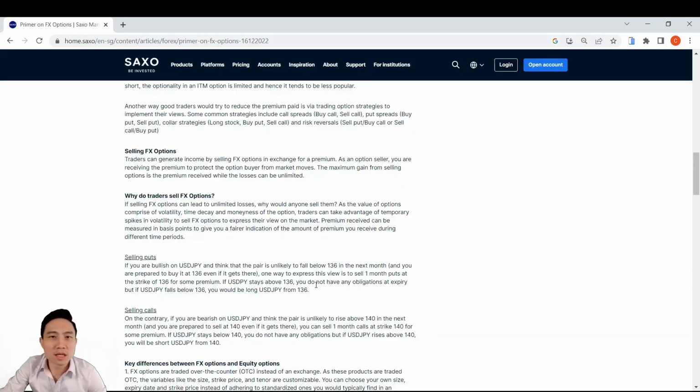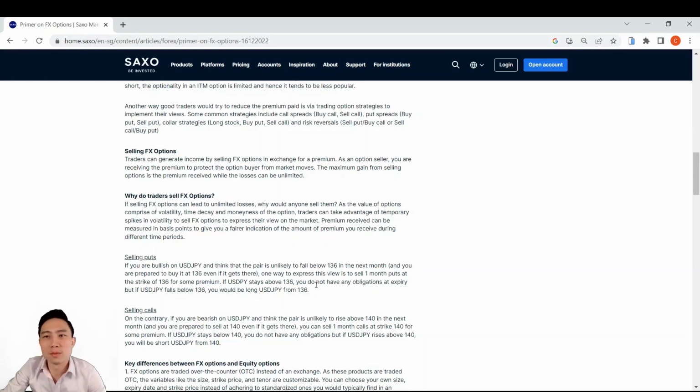So if losses can be unlimited, why do traders still sell FX options? The reason is that market moves can be driven by sentiment that can sometimes overshoot, and option implied vol can be too high versus the reality of FX moves. Savvy traders can pick such points to sell FX options and receive premiums that they deem too expensive.